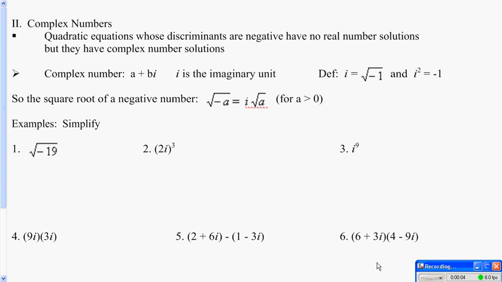This begins lesson 4.6, part B. Yesterday we discussed complex numbers, and we said that any number can be written as a complex number.